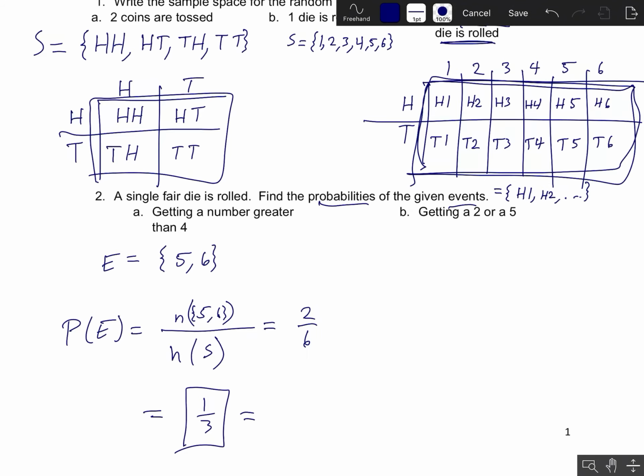And again, if you want to convert this to a percentage, you could, so this would be 33.3%, that would also be fine.